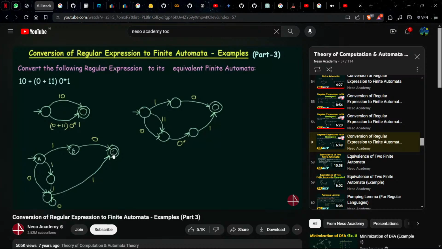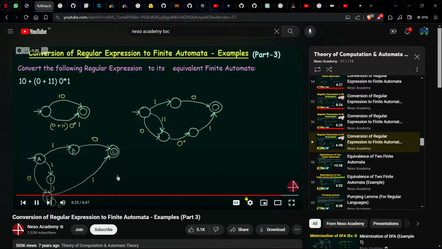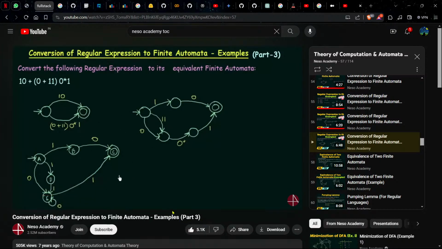And if you want, you can give names for these states that we have made here, like you can call it A, B, C, D, and E. So this is how you design the finite automata for the given expression by designing it in a simple way and then expanding it further to get the required finite automata for the given expression.